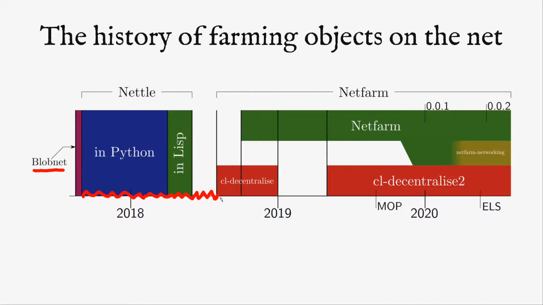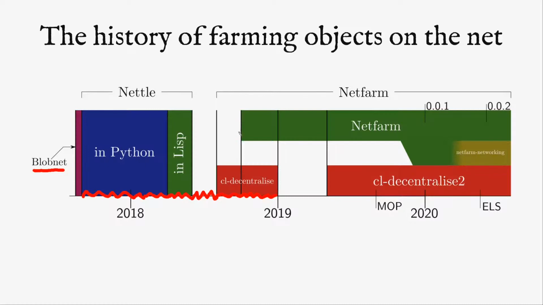So for a brief bit of time, I just learnt Common Lisp without doing anything, and then eventually I started working on a new system called Netfarm, named after the server which we had used to test Nettle on. The first component that I worked on was a networking library called CL Decentralize. This also would eventually be redone, but for a short time it sufficed, and we were able to get Netfarm talking with it for a while.